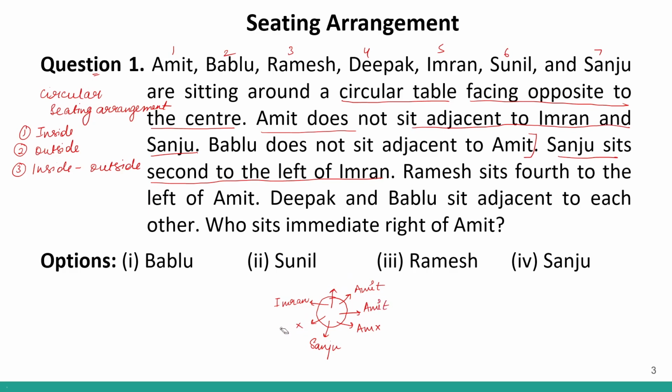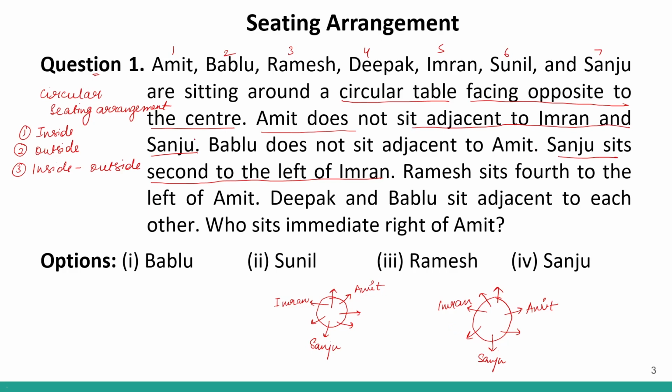So now let me draw one more possibility. Whenever you get questions on seating arrangement, try drawing all the possibilities to eliminate any kind of confusion. So 7 people, 1, 2, 3, 4, 5, 6, 7. 7 people are there. Sanju is sitting over here. Imran is sitting over here. And Amit is sitting over here. So this is your second possibility and this is your first possibility that Amit is sitting over here. 2 possibilities are there. Okay.